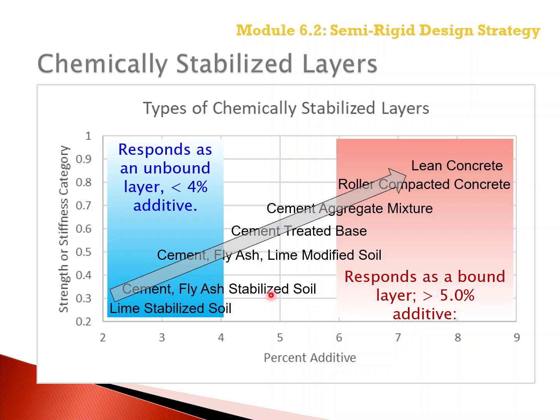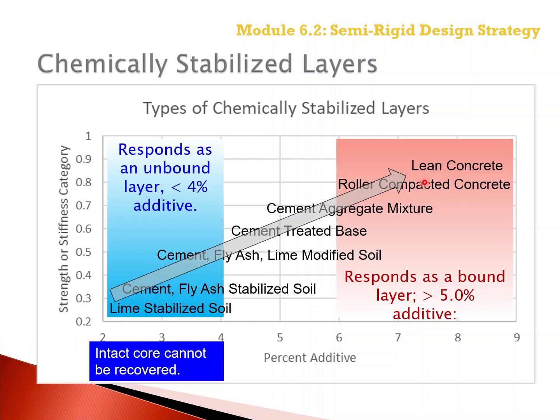So there's a combination of materials, and obviously there is a gray area where it's dependent upon the amount, the type of aggregate, and other factors on whether that material will respond as a bound material or as an unbound material. These go from a lime stabilized soil, cement, fly ash stabilized soil, to a cement, fly ash, or lime modified soil, cement treated base, cement aggregate mixture, roller compacted concrete, and finally lean concrete.